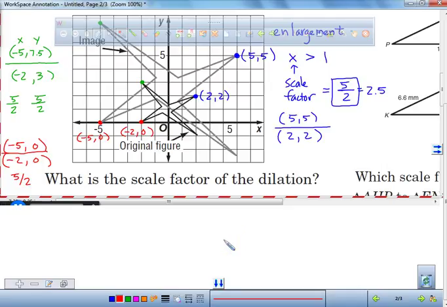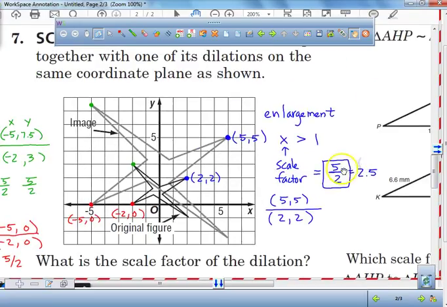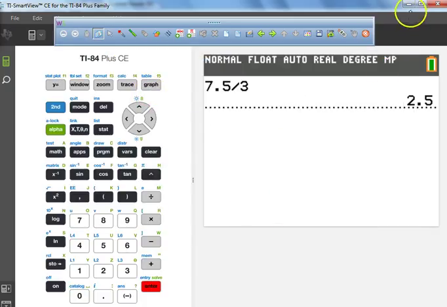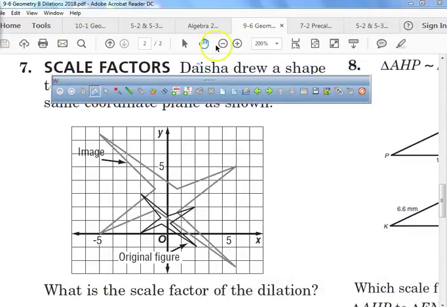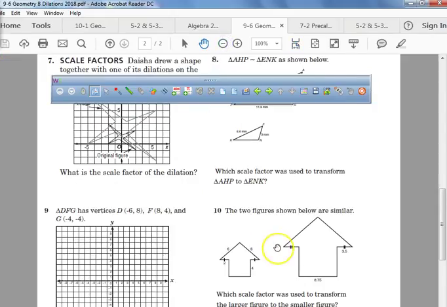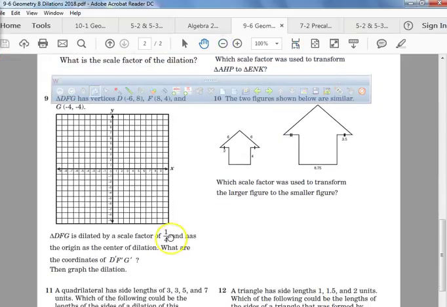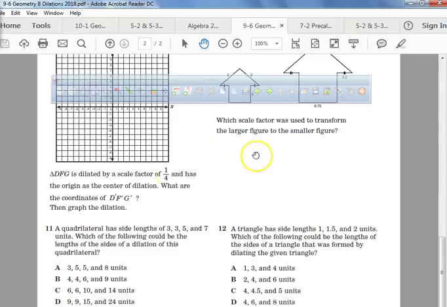All the distances are greater than the original. So your answer is, it's an enlargement, and it's what? 5 over 2. That's what you're doing. You're looking at things you can actually compare. So I don't care which problem you're working on. Okay? What are you going to be comparing? You're going to be working with scale factors throughout this entire assignment. Good luck.